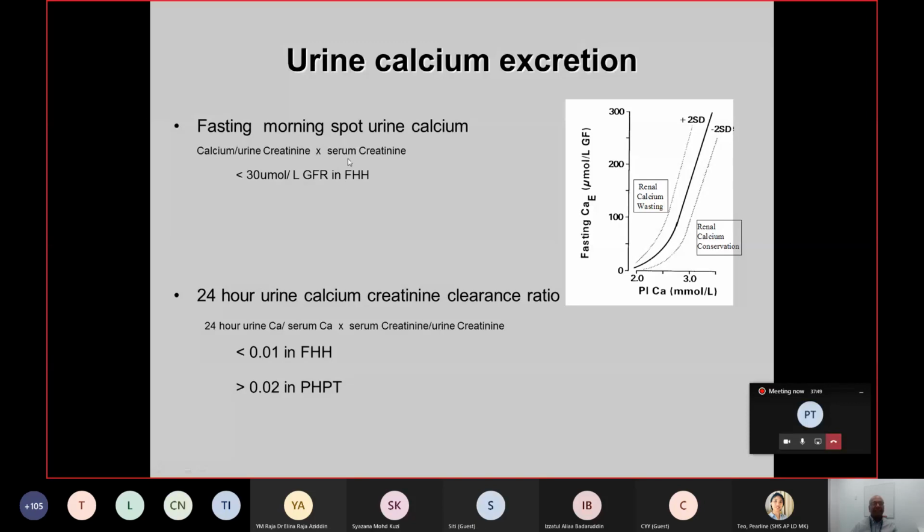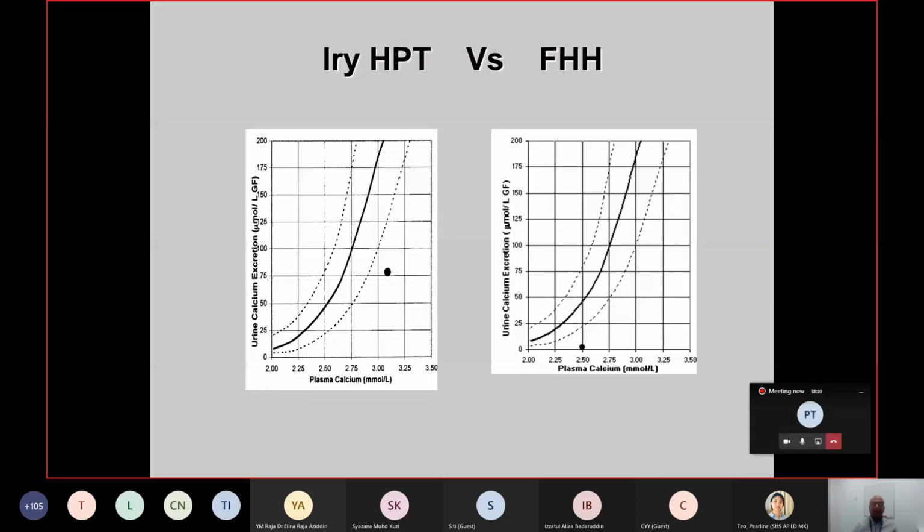And if it's less than 30, then FHH is not excluded, and then we go on to do a 24-hour collection, and that way we can usually differentiate between FHH and primary hyperparathyroidism. Ultimately, we have genetic testing for FHH.